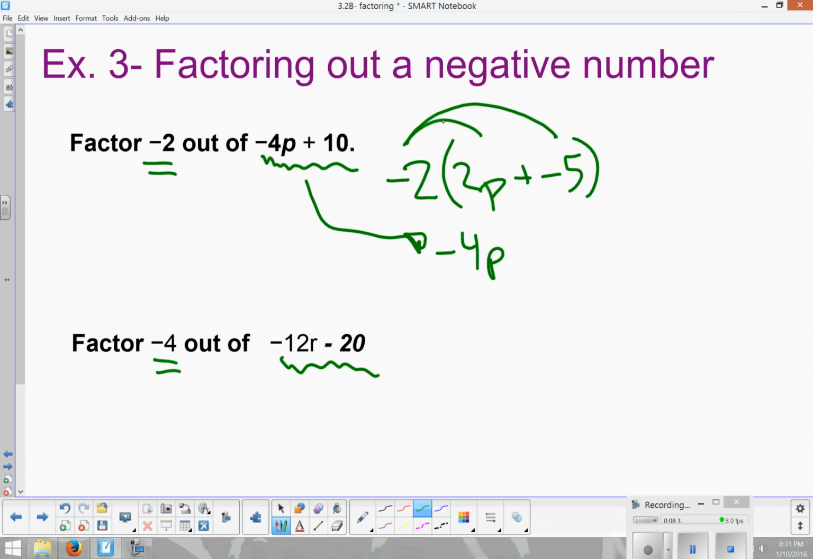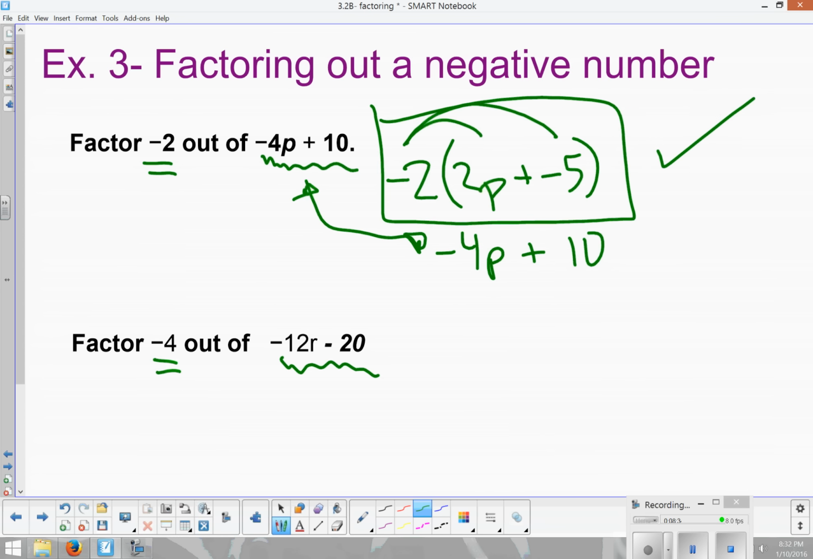So we have -2 times 2 is -4p. -2 times -5 is going to be positive 10. And what operation was in the middle? Plus. So there is your same problem right here, but then this is your factored out answer right there. Okay? Let's take a look at the next example.